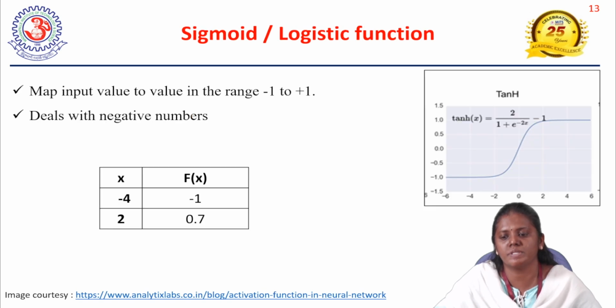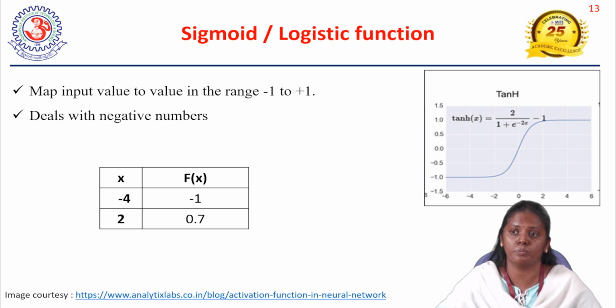So in the case of the tanh function, the next one, it maps the input value to a value in the range of -1 to +1. So here we are going to map whatever input you have between -1 and +1. Before we had 0 to 1, and now we have -1 to +1. So here it is going to deal with the negative numbers.